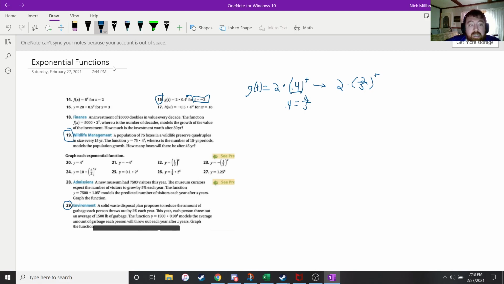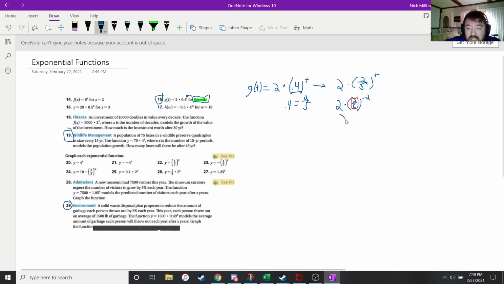Now we are told that t is equal to negative 2. So what do I do with that? I'm going to plug it in for my t variable up here. So then I have 2 times 2 over 5 to the negative second power. Now the first thing that we should do whenever we are taking something to a negative power is flip everything that's in the parentheses here. So I'm going to get rid of the negative by flipping that fraction.